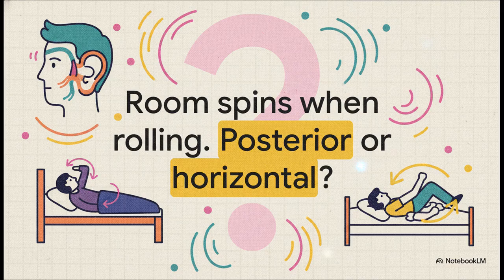So let's drop right into the clinic with a classic scenario. A patient rolls over in bed, and suddenly they feel the room spin for about 30 seconds. Are we looking at a posterior or horizontal canal variant? Well, the difference between executing an EPLI and a BBQ roll begins with one fundamental diagnostic decision, recognizing the specific canal involved right at session one.